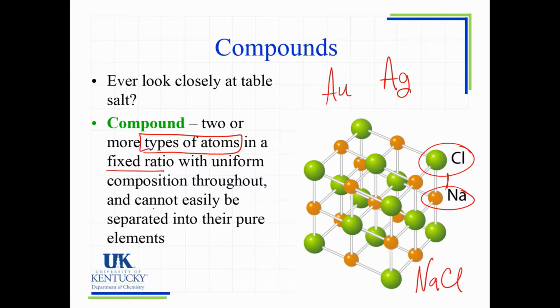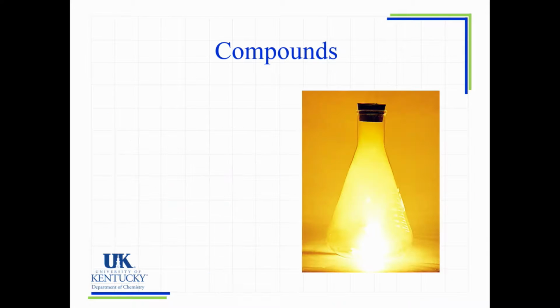It also says that it cannot easily be separated into its pure elements. It's difficult to separate them from each other and get pure Na and pure Cl. It's a very difficult process, a big chemical process. You can't just separate them out using some kind of physical technique. It's got to be a chemical technique. We'll talk more about physical versus chemical as we move on. Right now that's kind of a complex thing for me to say, so we'll just keep it this way. It cannot easily be separated into its pure elements.